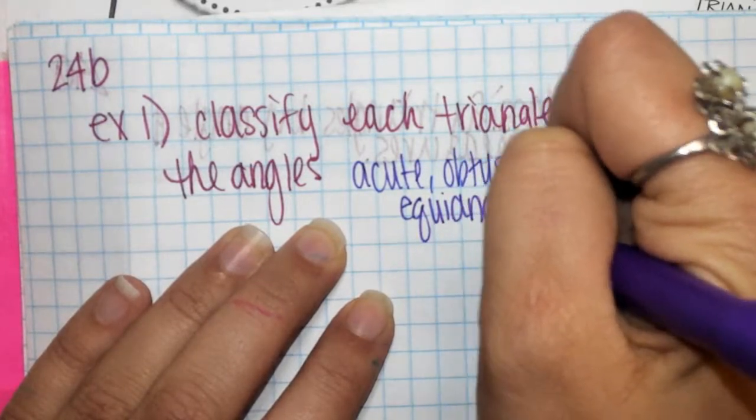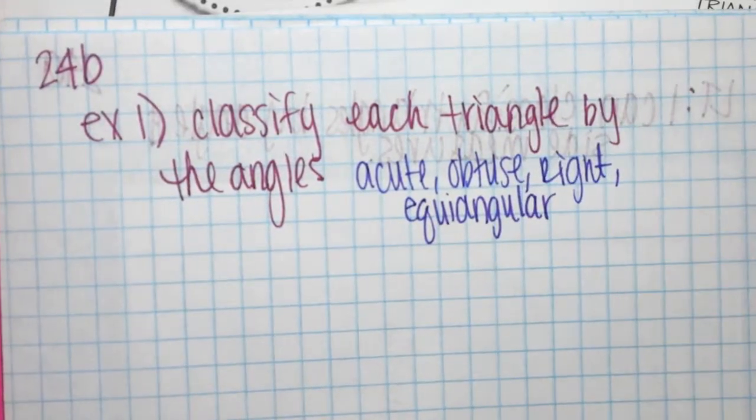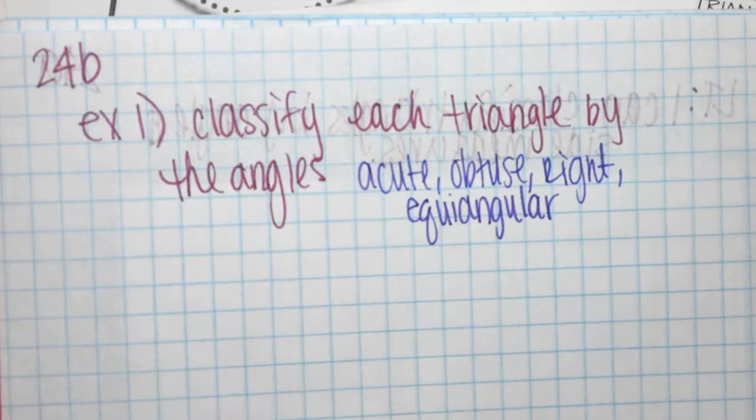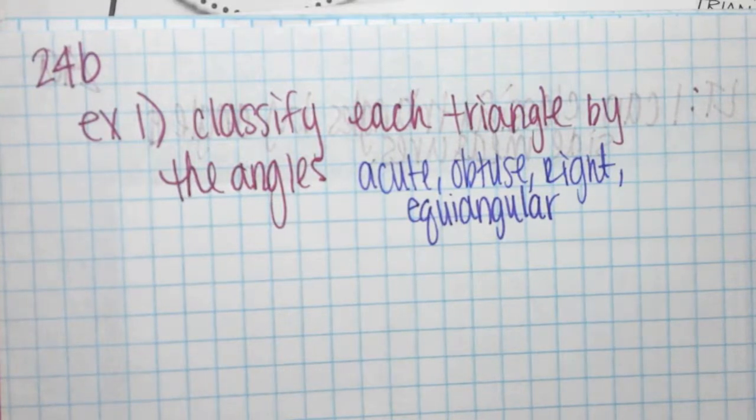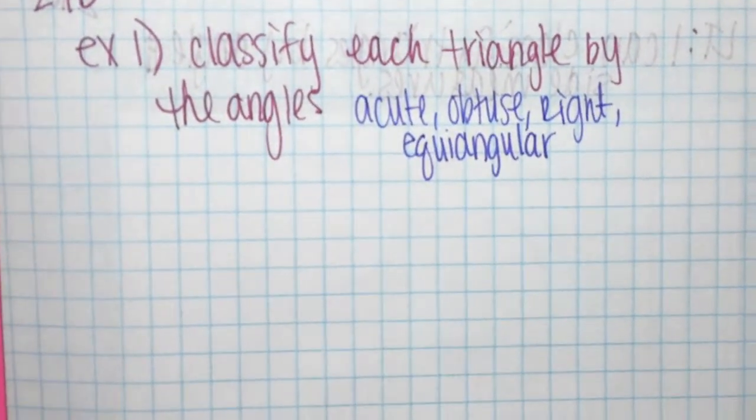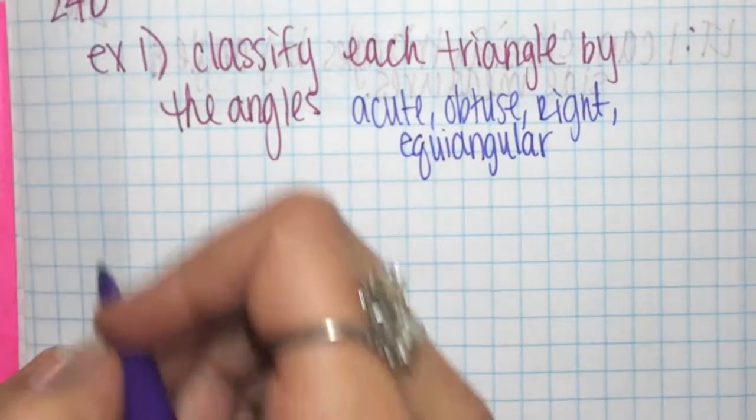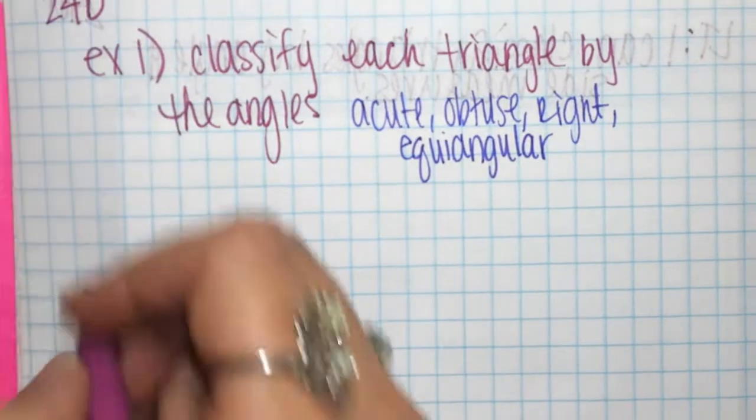Oh, so it's equivalent and triangular. All the angles are congruent. Equal and triangular, right? Yes.